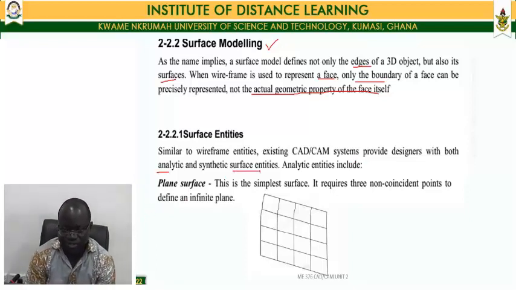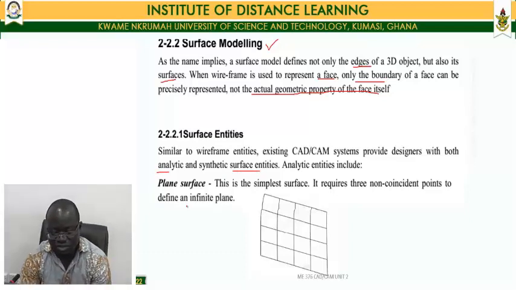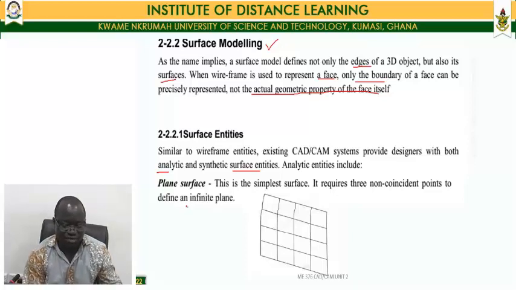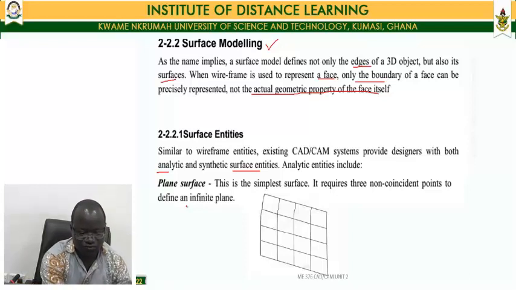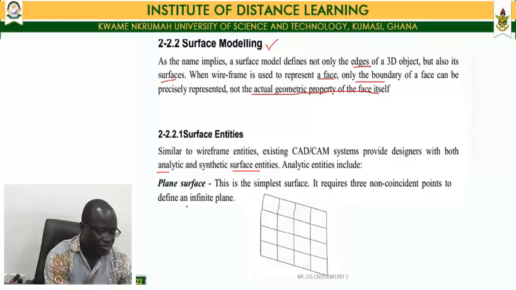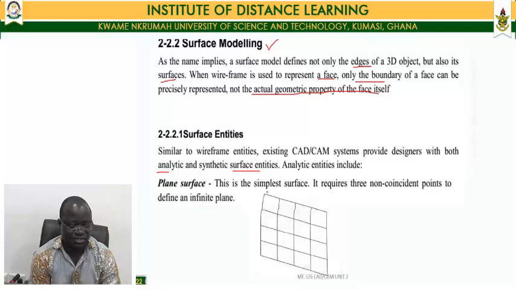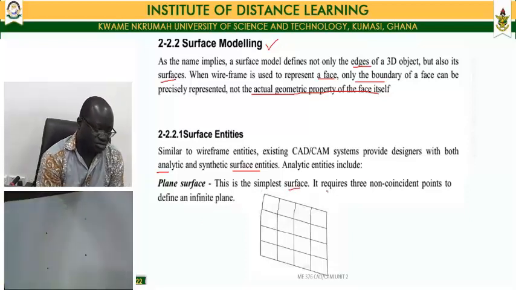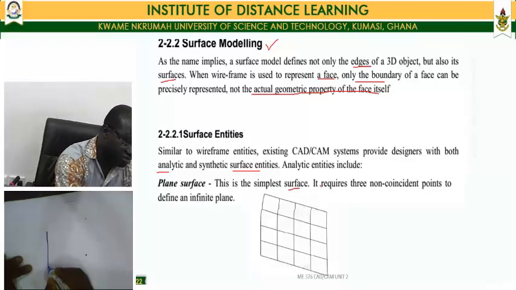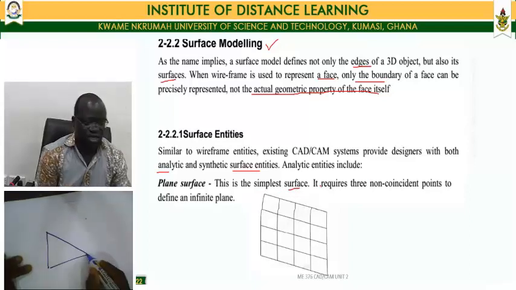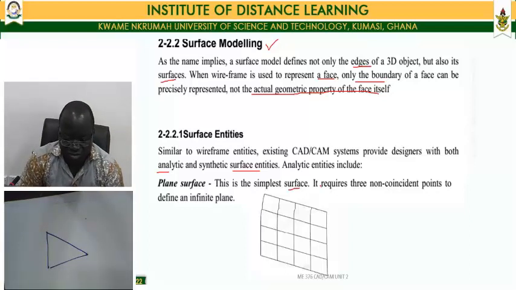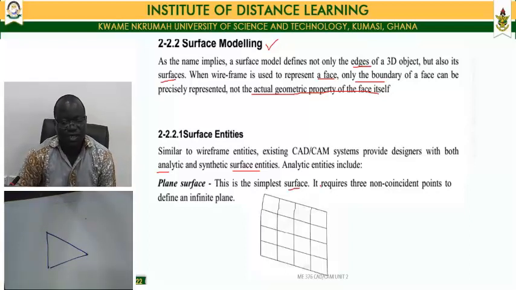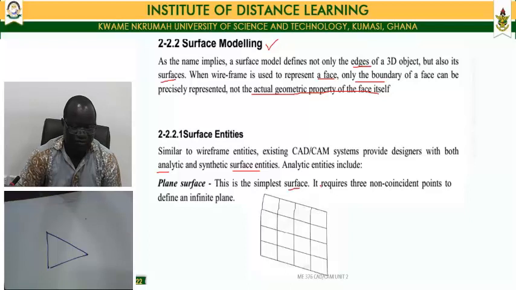When we say a surface is called a plane surface, it's basically the simplest surface that you can generate, which requires 3 non-coincident points to define an infinite plane. So if I want to create a plane surface, I only need 3 points, which are non-coincident, and I can join them and I've defined a surface. That is what it means. Now, that is a plane surface.